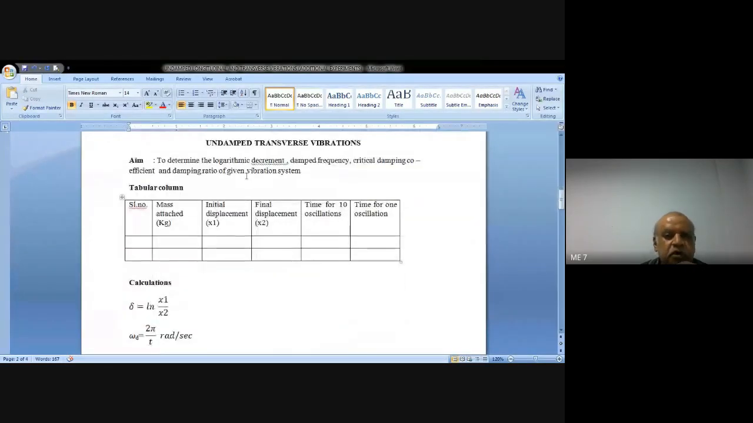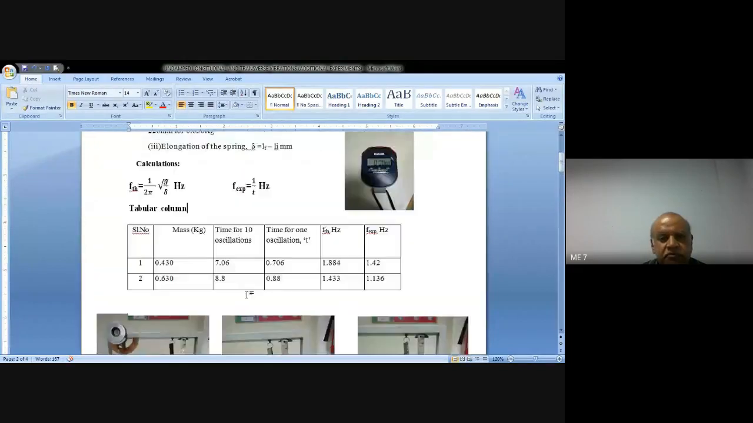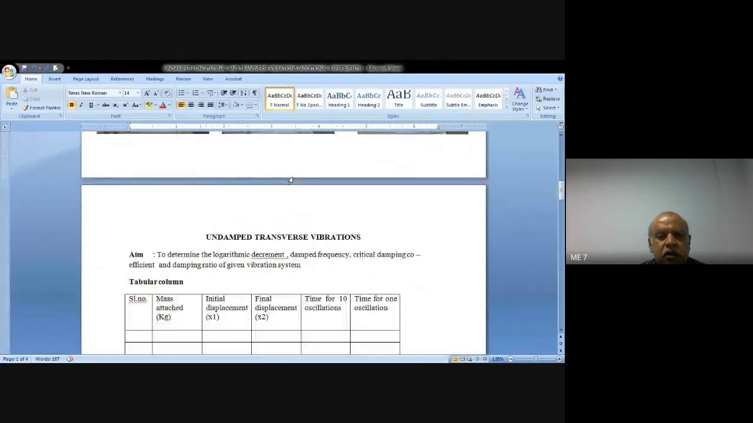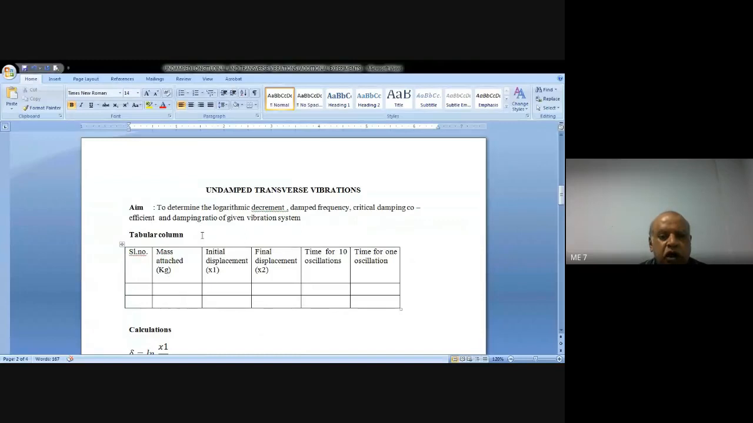Now we will move to undamped transverse vibration. Note down the aim of the experiment is to determine logarithmic decrement. It is actually damped transverse vibration, it's not undamped transverse vibration. Damped transverse vibrations to determine logarithmic decrement, damped frequency, critical damping coefficient, and damping ratio. Note down the aim and the tabular column.